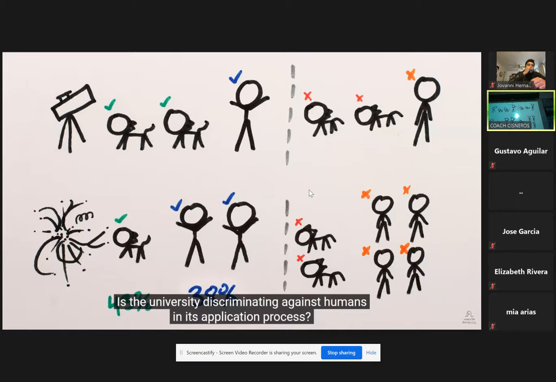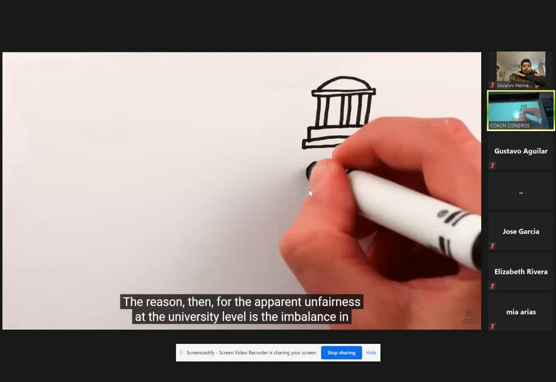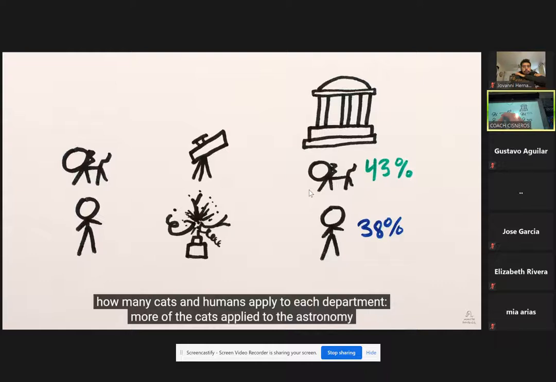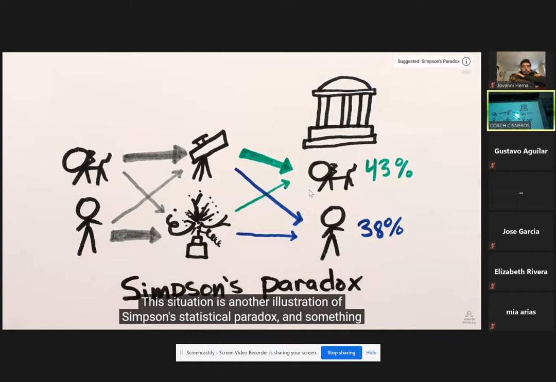Possibly not. That's because if each department reviews its own applications, then the numbers show that the astronomy department lets in 50% of cats and 50% of humans, which seems fair, and the physics department lets in 33% of cats and 33% of humans, which again seems fair. The reason, then, for the apparent unfairness at the university level is the imbalance in how many cats and humans apply to each department. More of the cats applied to the astronomy department, which happened to let in a greater proportion of applicants, regardless of species, while more of the humans applied to physics, which let in a smaller proportion of applicants.